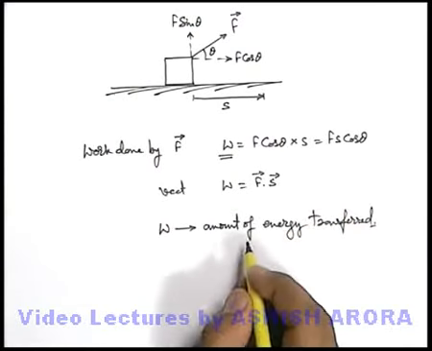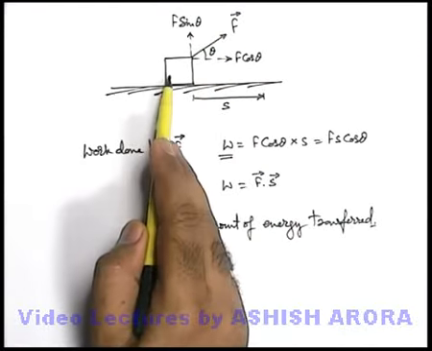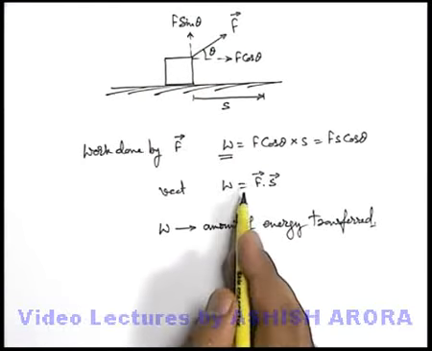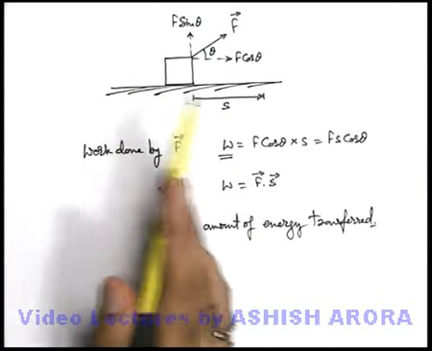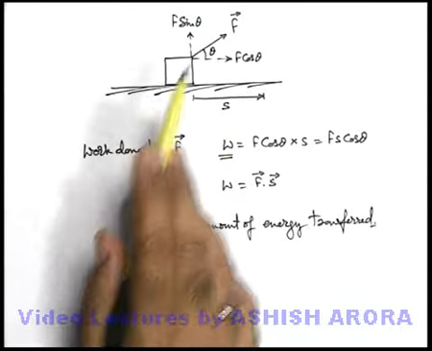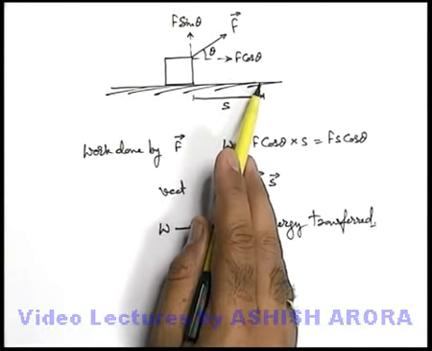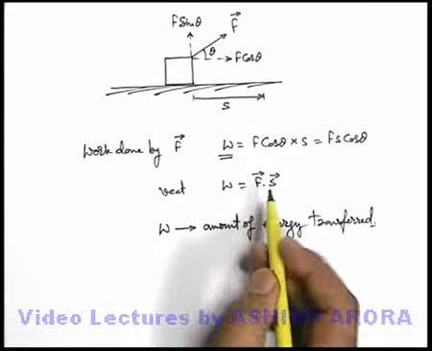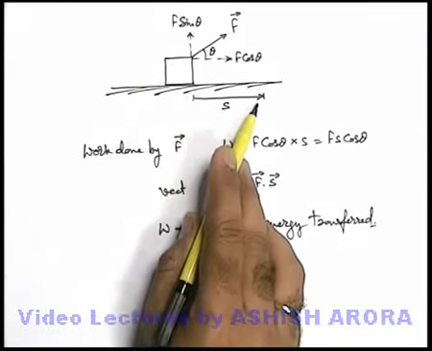This is the amount of energy which is transferred by the agent who is applying the force to this block. Now, work can also be considered in positive or negative signs. If the applied force is producing displacement in the direction of force, we can state work done is positive, because F dot S becomes Fs, or F cos theta into S.